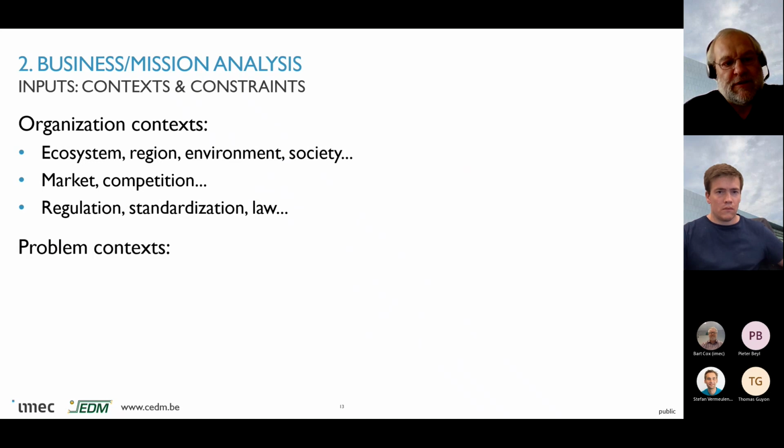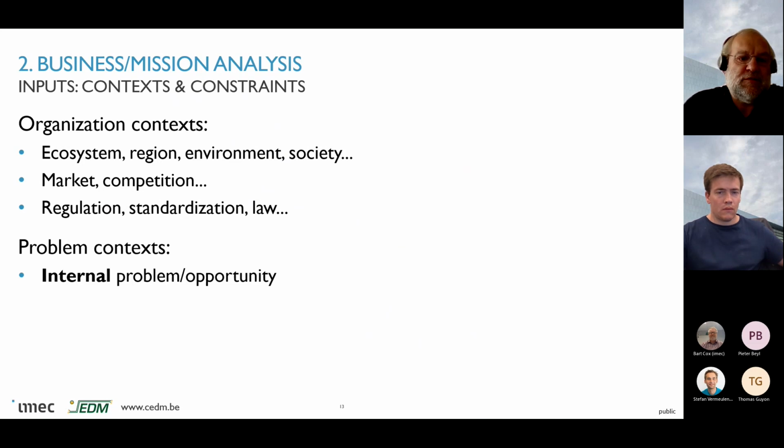And then we can also look at different problem contexts in which we can distinguish between three important categories. We may have to deal with an internal problem or opportunity in the organization itself. For example, if we want to upgrade our production facilities towards Industry 4.0, we are dealing with an internal problem.